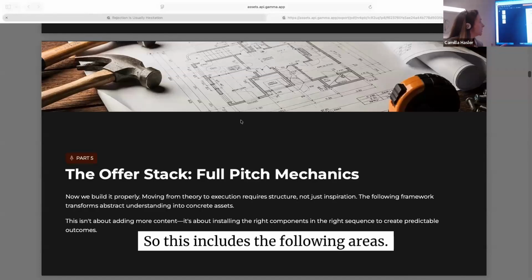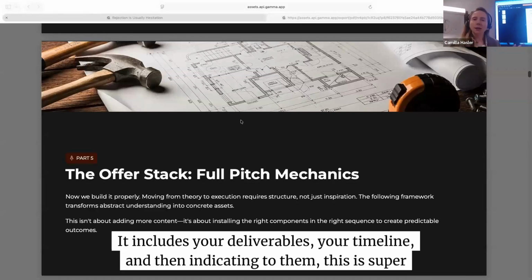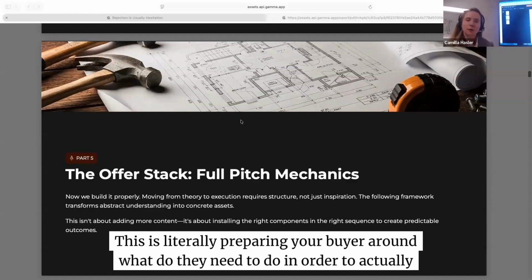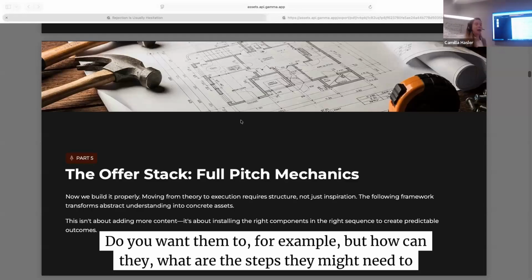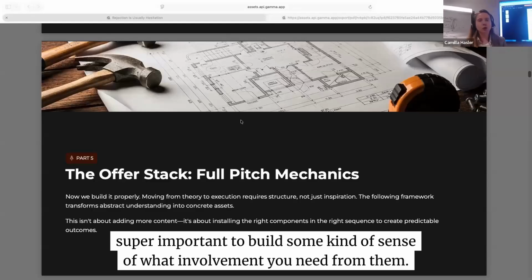So this includes the following areas. It includes your deliverables, your timeline, and then indicating to them, and this is super important as well, this is literally preparing your buyer around what they need to do in order to actually go ahead. Do you want them to sign up right here? What are the steps they might need to take? Super important to build some kind of sense of what involvement you need from them.